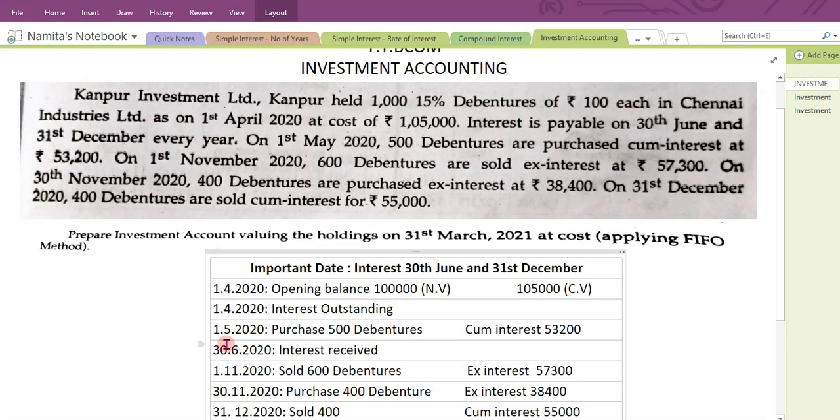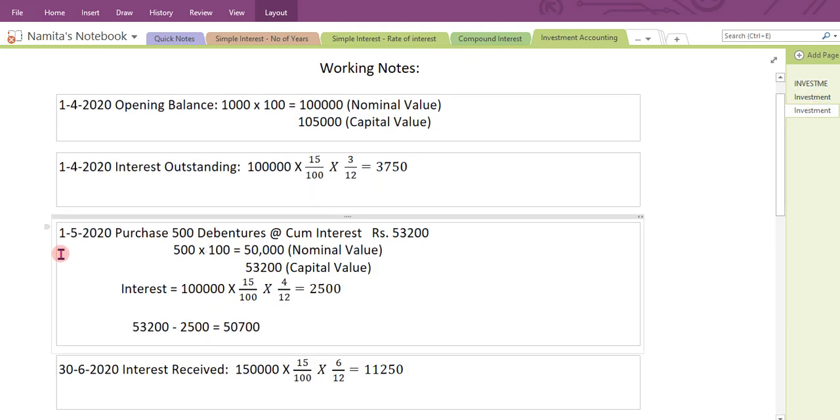On 1st May 2020, a purchase is happening. Purchase of what? 500 debentures, and this purchase is cum interest, and the market value or capital value of that debenture is 53,200. So in the working note, on 1st May 2020, purchase of 500 debentures at cum interest, rupees 53,200. So 500 is the number of debentures. What is the nominal value of these 500 debentures? 500 multiplied by 100, where 100 is the face value, equals 50,000. 50,000 is the nominal value.